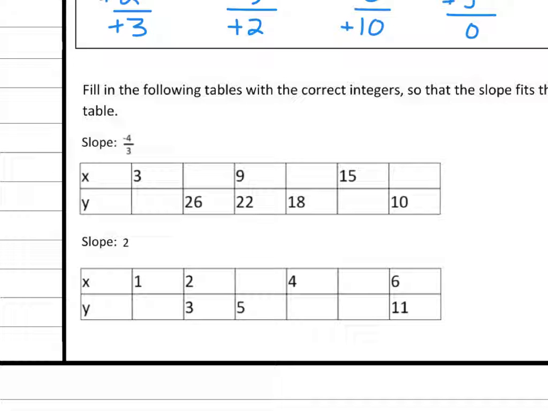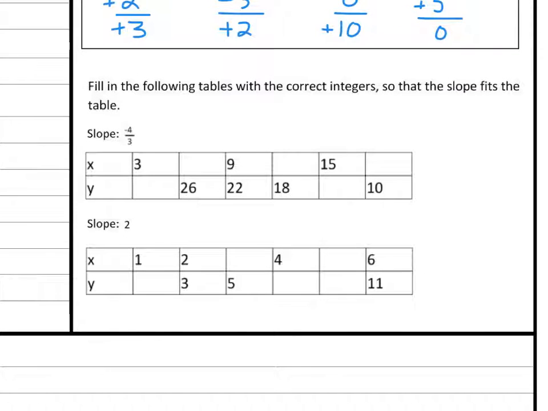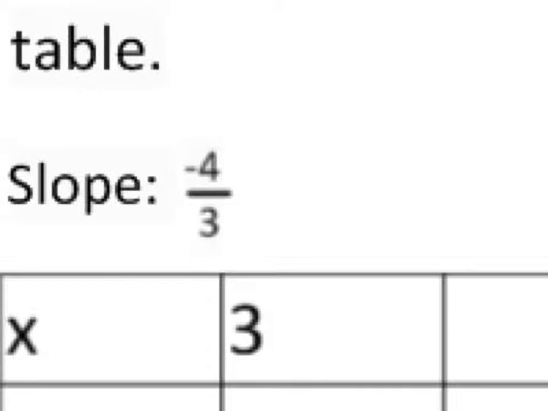Okay, it says that we're going to fill in the following tables with the correct integers so that the slope fits the table. The slope is negative 4 over 3, which means, well, again, this is a change in y over the change in x. So the y is going down 4. And the x is going, it's positive, so it's going to go plus 3. So the y goes down 4, every time. The x is going plus 3 every time.